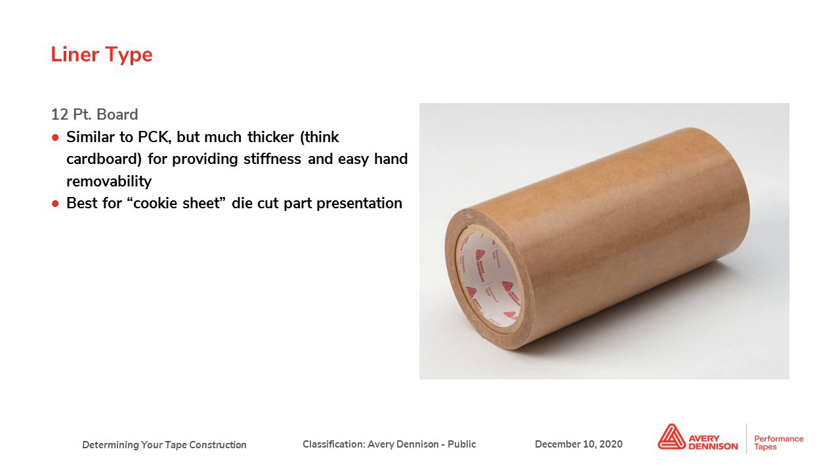Next up is the 12-point board. This is similar to polycoated kraft, but I would just say it's a beefier version of that. It's thicker, so much so that it almost feels like a cardboard. It provides stiffness, and it makes removing the liner very easy by hand, okay? So you can imagine different liners being laminated to a foam. This being the thickest available, you can quickly grab your thumb at it and remove it. But also, because of its stiffness, it's great for cookie sheet die cut part presentations, okay?